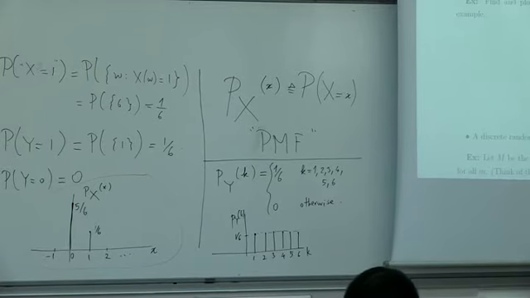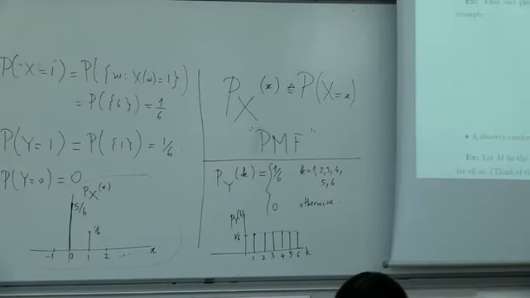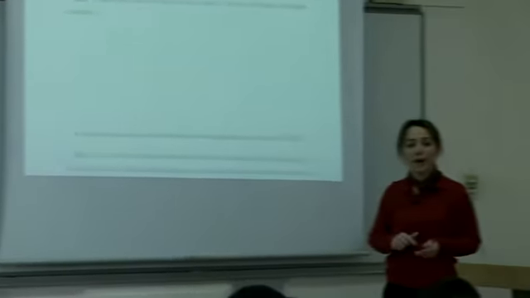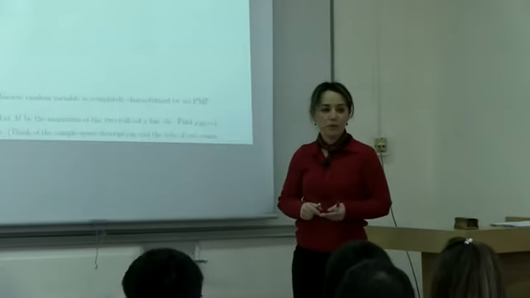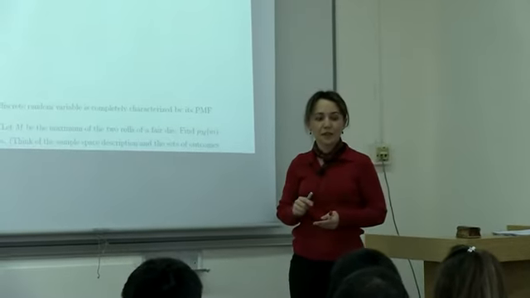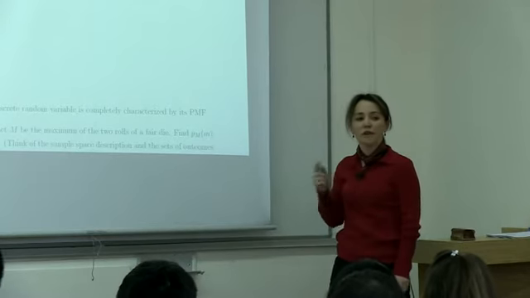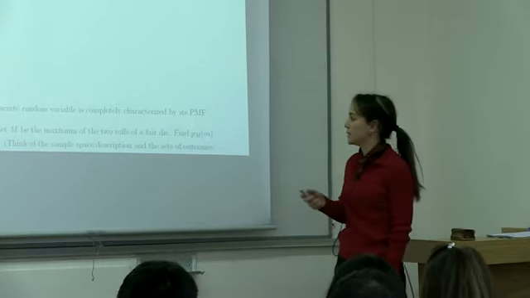So a discrete random variable is completely characterized by its PMF. Once we know the PMF, we can compute everything that we might be interested in about that random variable. We don't need to go back to the sample space description. And that's very powerful. We'll elaborate on this, of course, as this course advances.